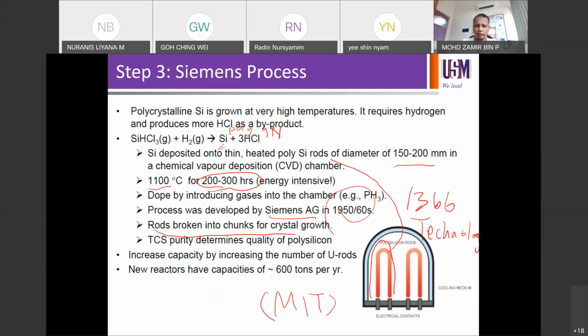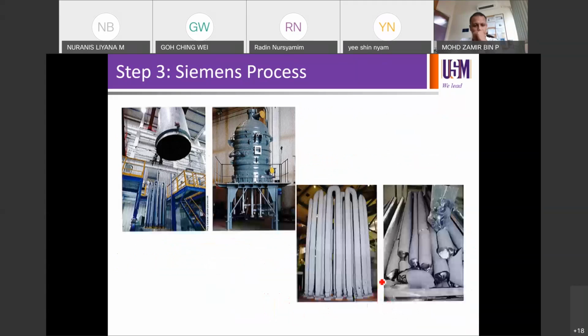So increase capacity by increasing the number of rods. The more of these inverted U rods you have in the plant, the more capacity you can produce. New reactors have capacities of 600 tons per year. That's a lot in terms of production capacity.